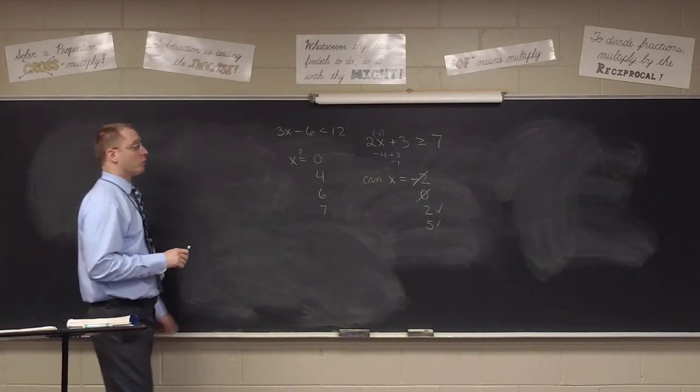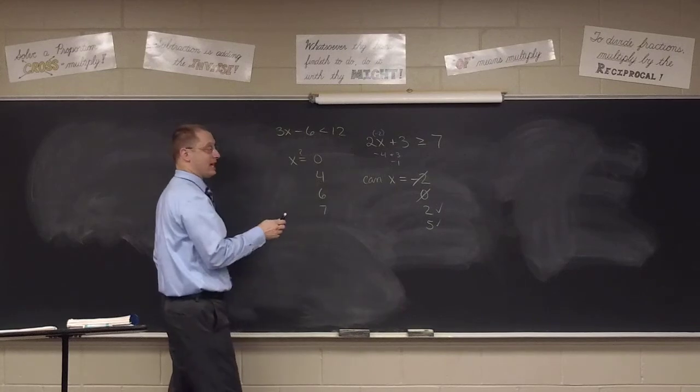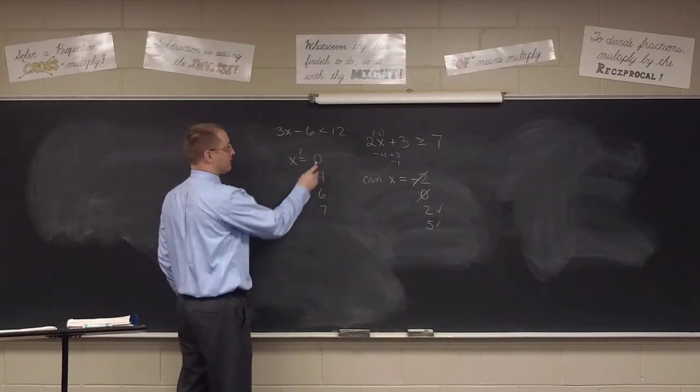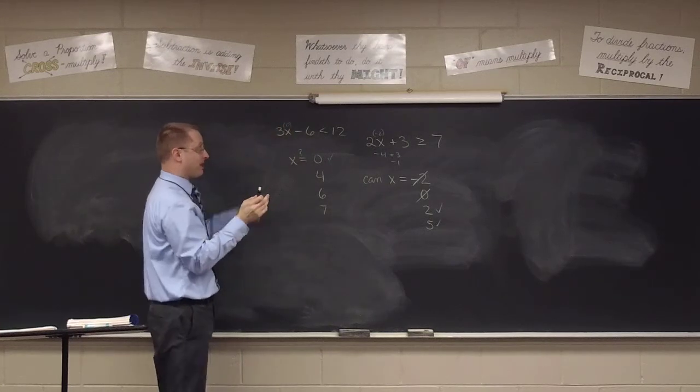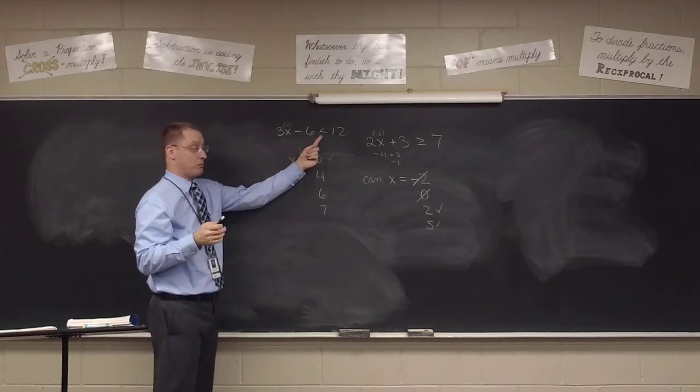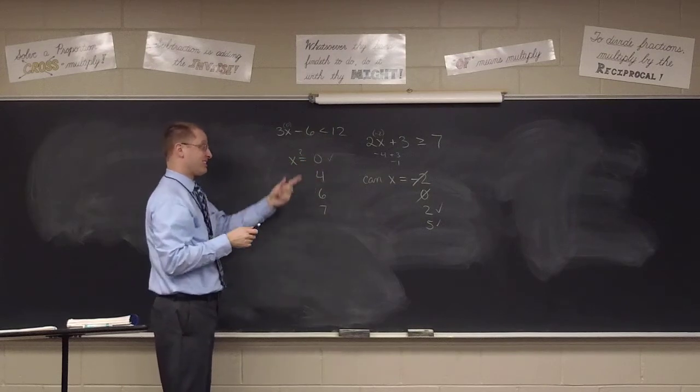All right. What's the verdict on 0, class? Yay or nay? Yay. You plug in a 0 here. 3 times 0 is 0. -6 is -6. Is -6 smaller than 12? Yeah, 0 should be good to go.